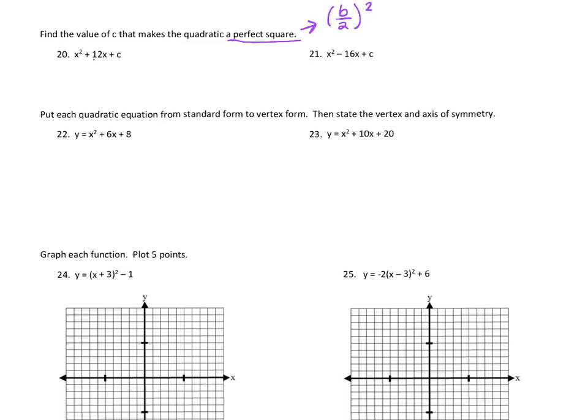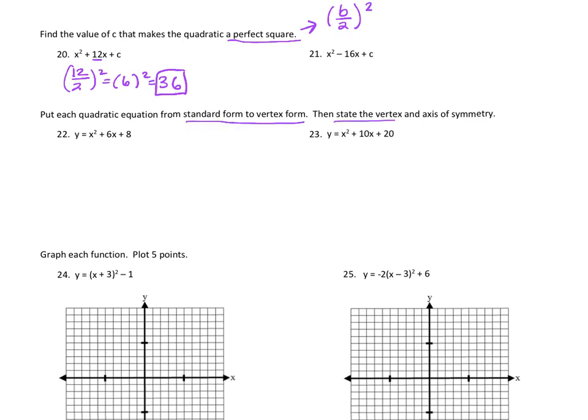So I'm going to use my b value: 12 divided by 2 squared, which would be 6 squared, which would be 36. So 36 is the value that would make that a perfect square trinomial, which is what we use when we complete the square. This says put each quadratic equation from standard form to vertex form.